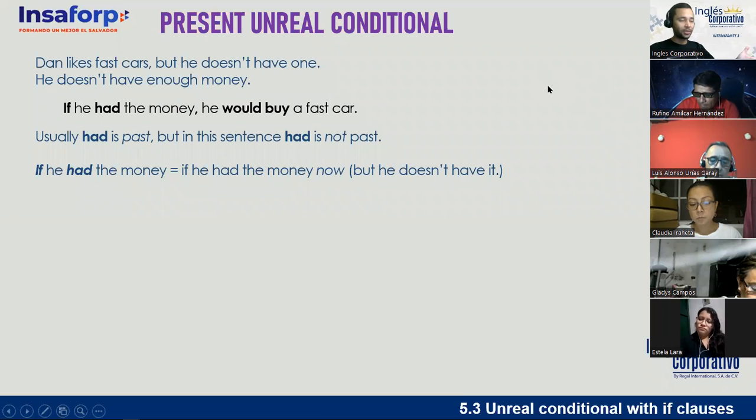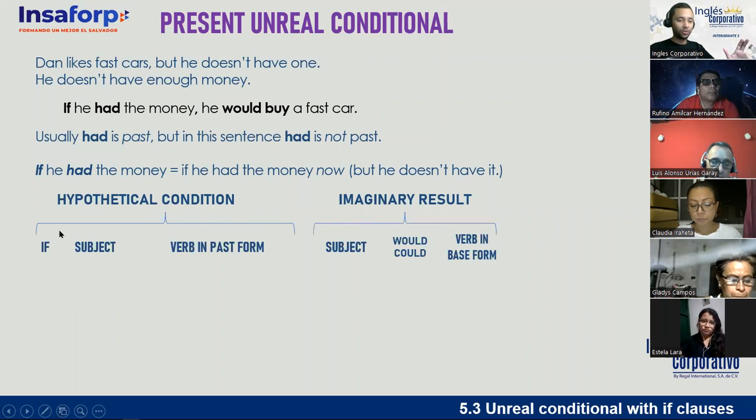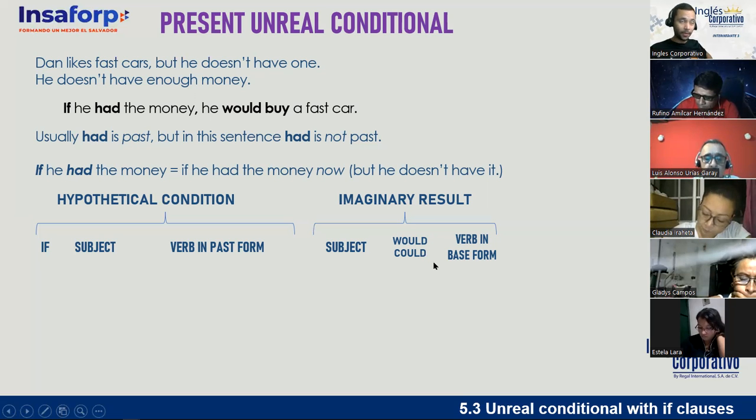Present and real conditional sentences have two parts. One is a hypothetical condition and the other one is an imaginary result. The hypothetical condition includes if plus the subject plus a verb in past. The verb in past can be in affirmative, negative, or question form. The imaginary result includes a subject, would or could; might is also possible. Because these are modal auxiliaries, as we have studied before, the verb that follows is always in base form, always, no exceptions.